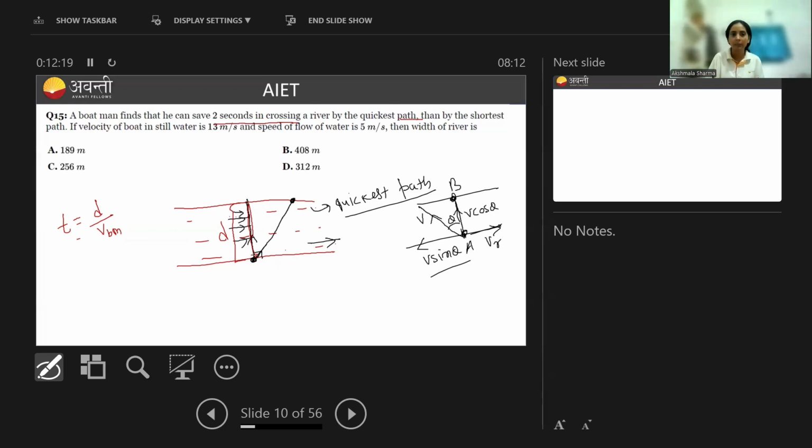So that is the shortest path. And here he was starting from A to reach B, but he couldn't. He reached C. So longest path, but quickest time. So chalo, अब question करते हैं.